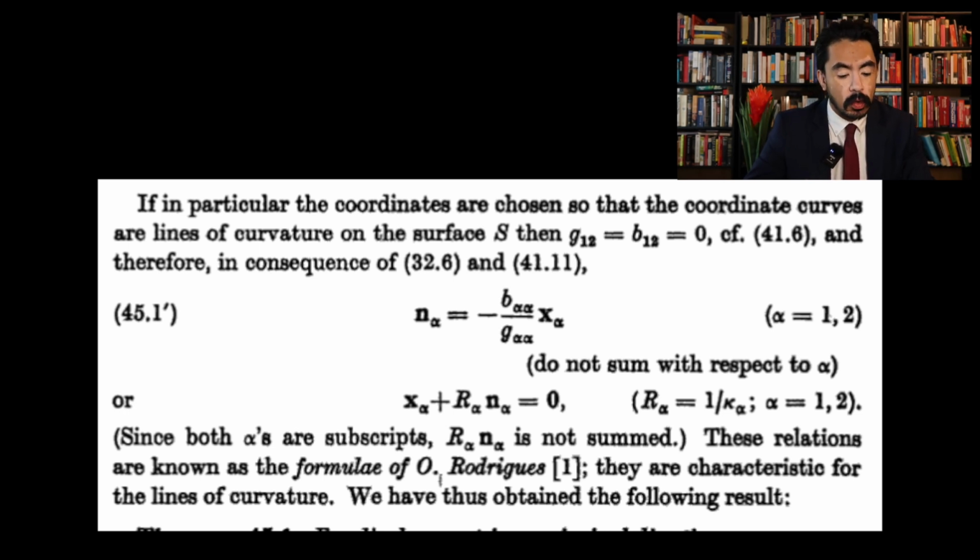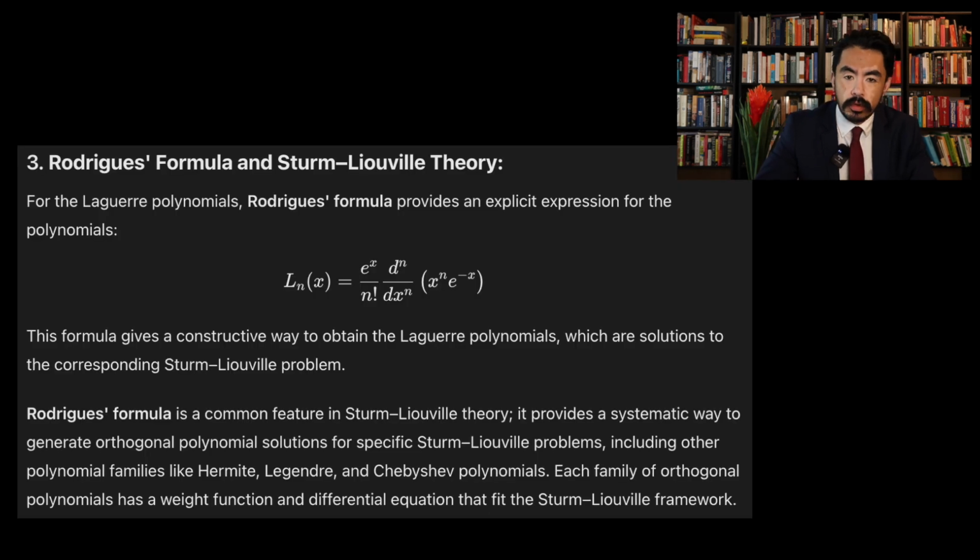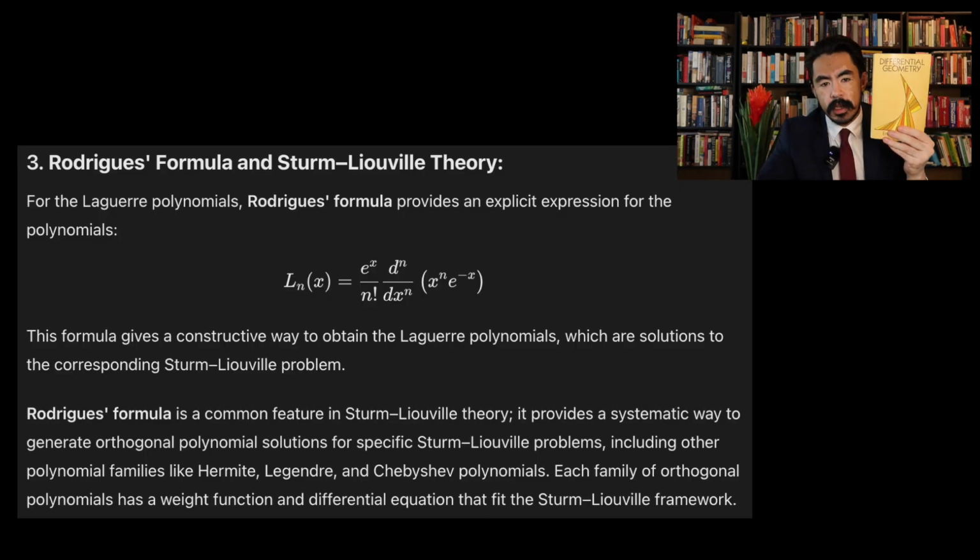And then we got the so-called formulae of O. Rodrigues. This is Olinde Rodrigues' own formula: the vector x_alpha plus capital R_alpha times vector n_alpha equals the zero vector, where capital R_alpha is obviously the radius of curvature, being the reciprocal of kappa_alpha, which is curvature, and alpha can be 1 or 2. But that is Olinde Rodrigues as we have seen him in differential geometry.